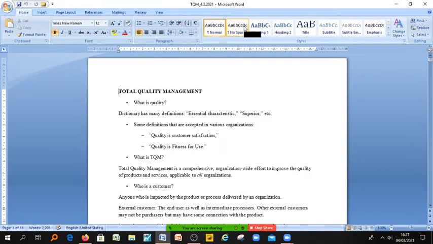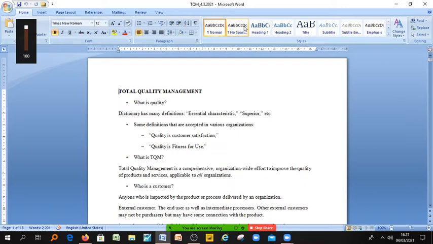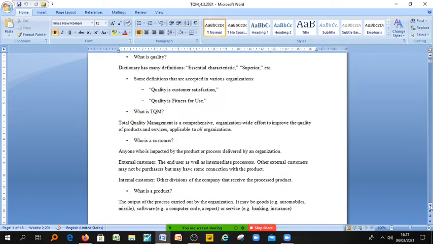Today we are going to look at total quality management, right? And when we talk about quality, quality can be defined from different perspectives depending on whether it is a product or a service, right? So when we talk about total quality, let's first look at what quality is.